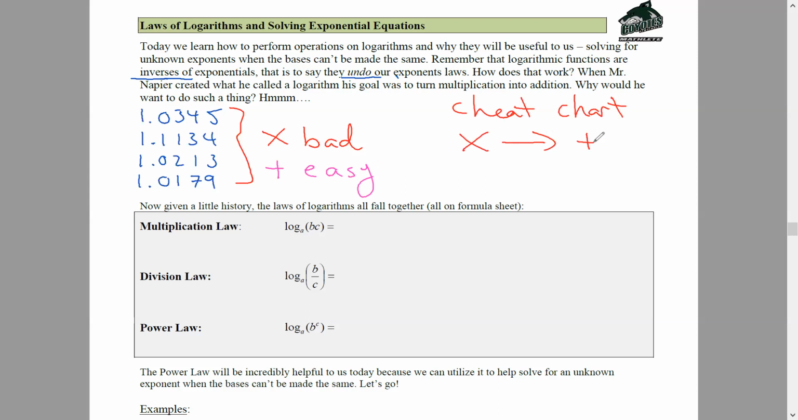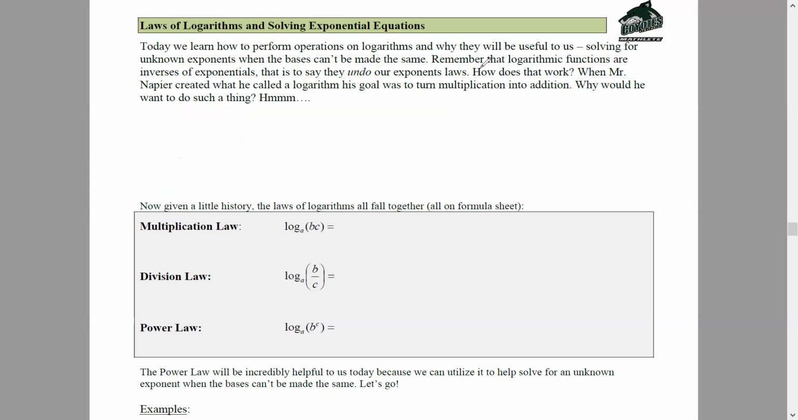I'm going to say that again. This is the most important part. Their goal was to turn multiplication into addition. How did they do that? Pretty nifty. They invented or discovered something known as a logarithm. So I'm going to show you how this works. This is the really important part here.